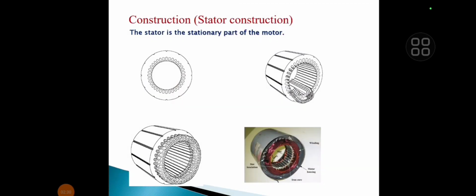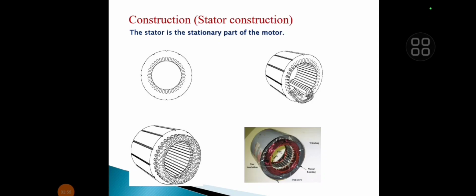The construction of stator. The stator is made up of silicon steel material. Okay. So why is silicon steel material used? This is the main important point. The silicon steel material has very high permeability and low reluctance path. So that's why the silicon steel material is used.